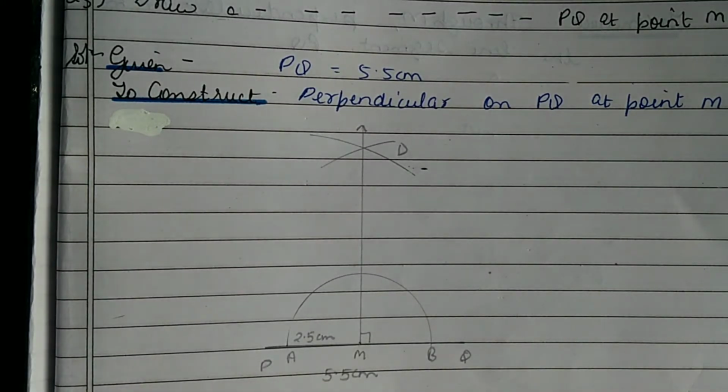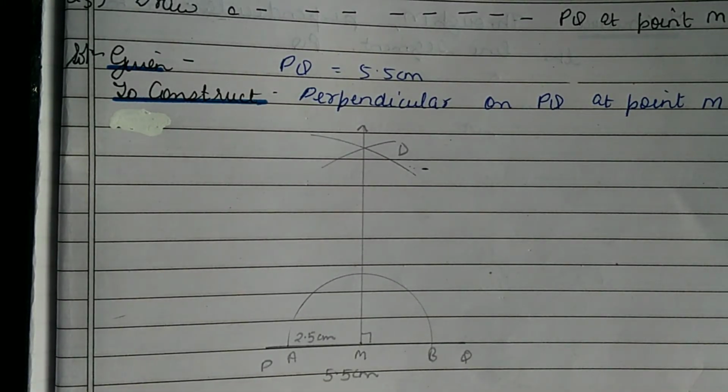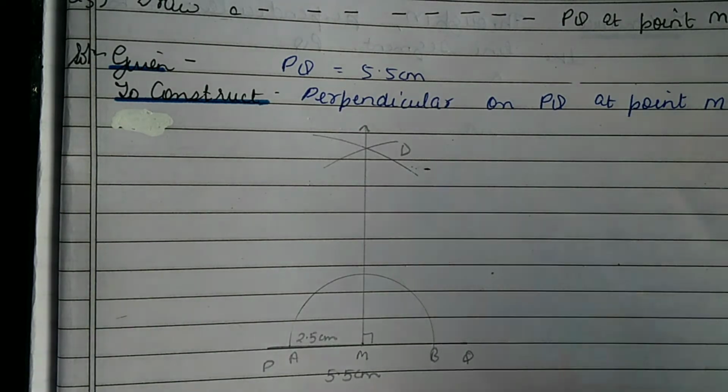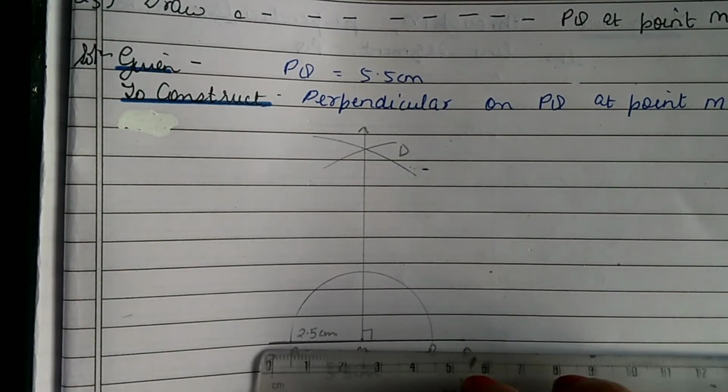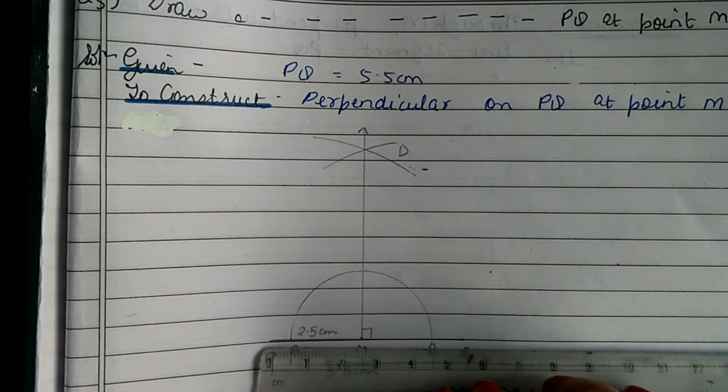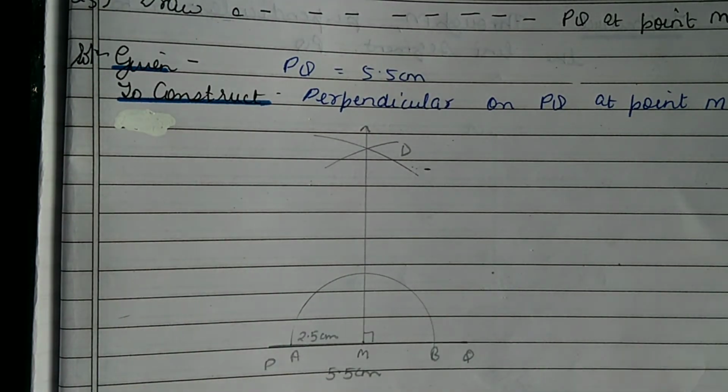In question number 5, it is given that PQ equal to 5.5 centimeter. It means you have to draw a line segment PQ equal to 5.5 centimeter. With the help of scale, you will draw PQ equal to 5.5 centimeter. Now you have to mark a point M on PQ. It is given in the question.